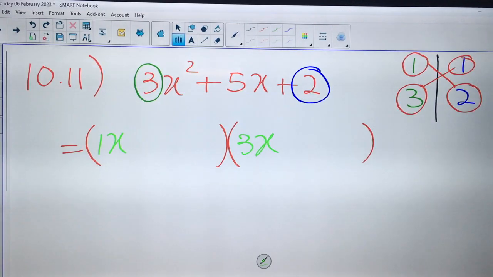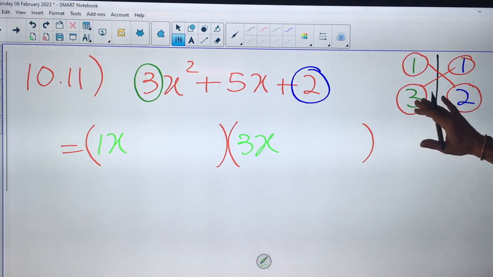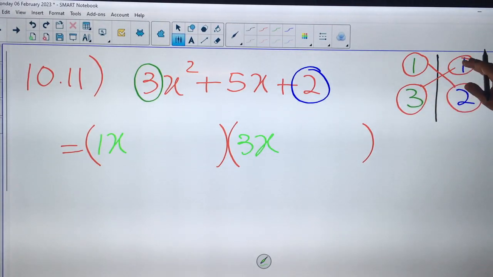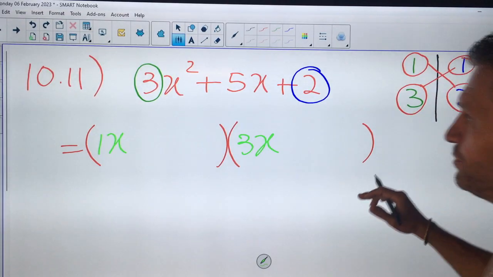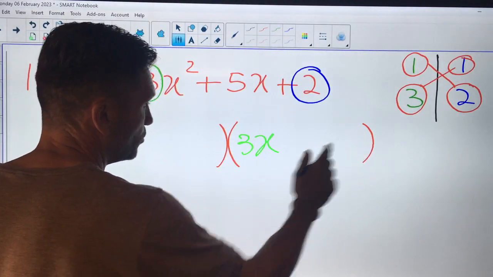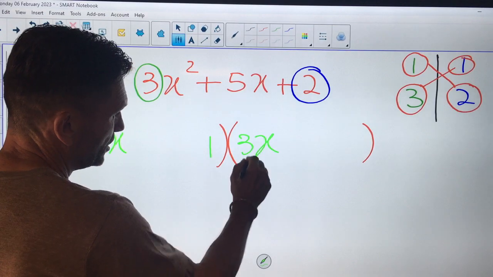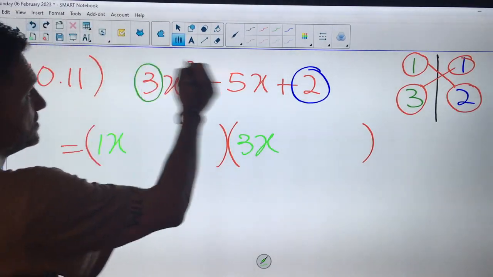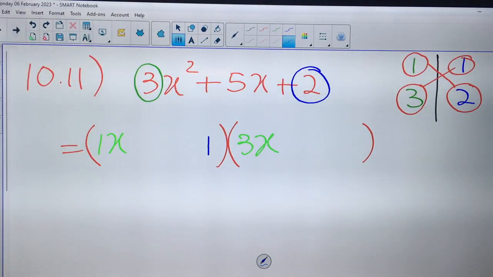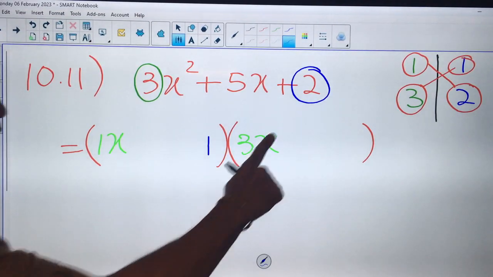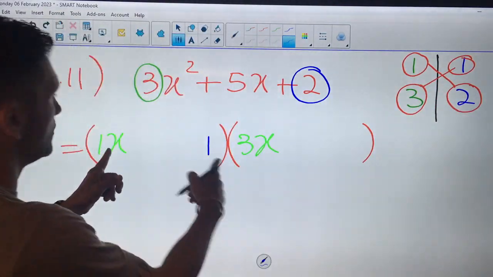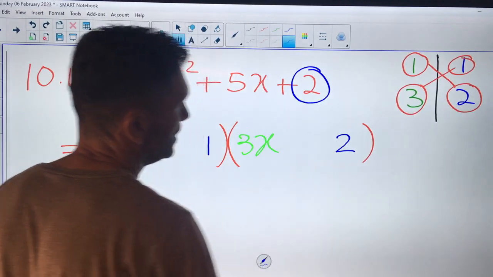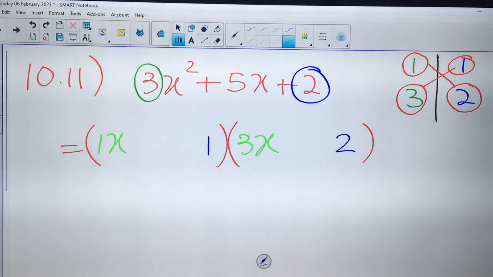Check the board. 3 is multiplied to 1. That means that 3 and 1 cannot be in the same bracket. I can't have the 1 here, I must have it here, because we're going to multiply like this. So the 1 goes there. The 1 is multiplied to 2. That's why the 1 and the 2 will not be in the same bracket, and the 2 will go there.